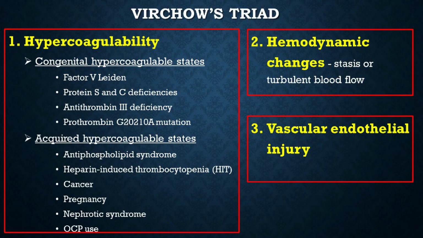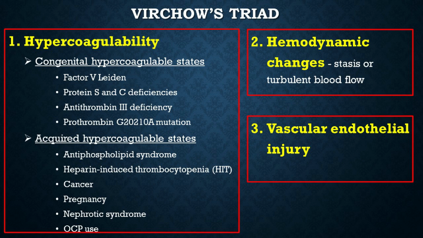Now, as you can see here on this slide, we will be discussing Virchow's triad, named after the father of modern pathology, Rudolf Virchow. This triad describes the three main categories of factors that lead to DVT. First is hypercoagulability, second hemodynamic changes, and third vascular endothelial injuries.